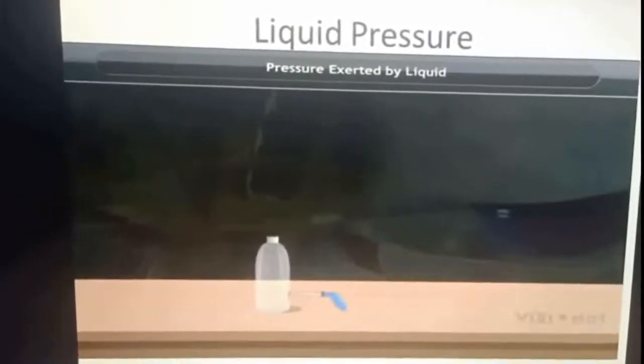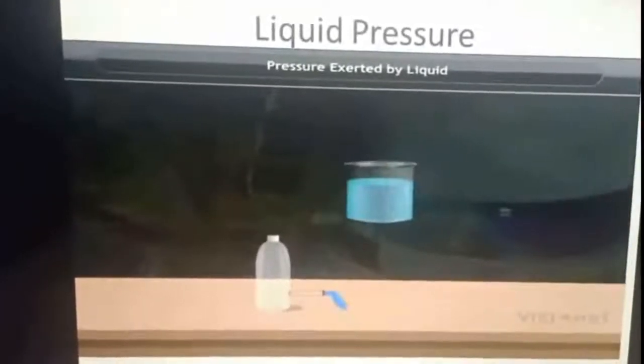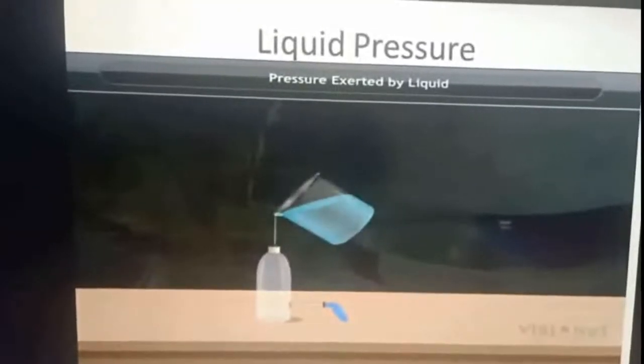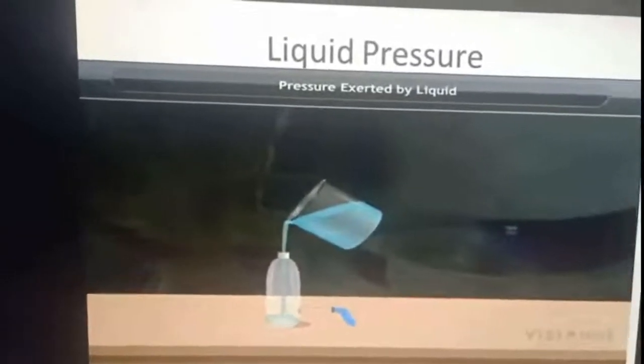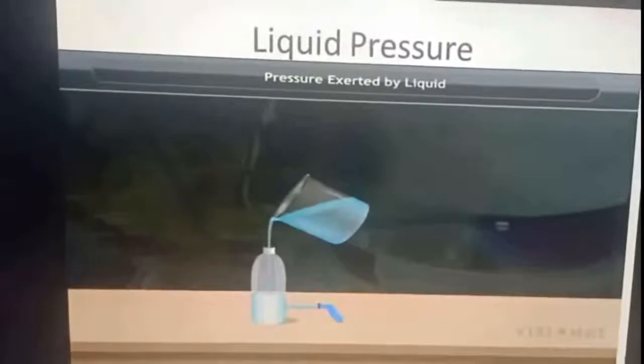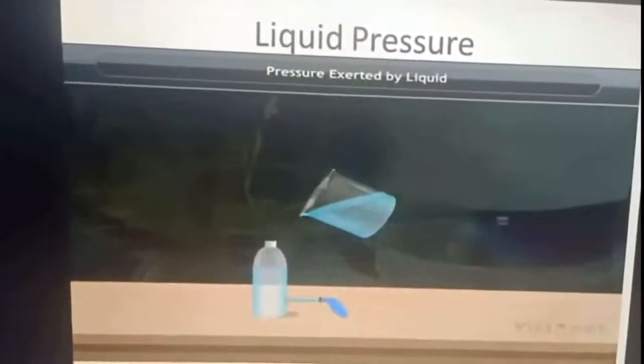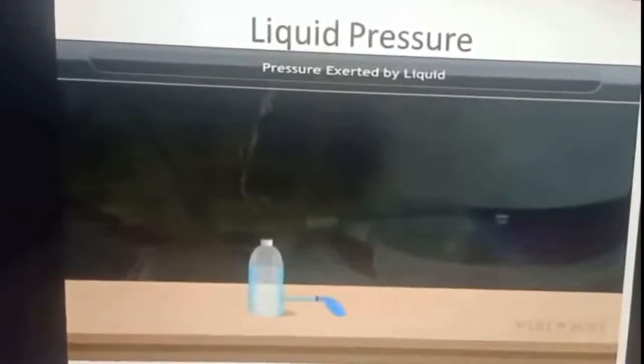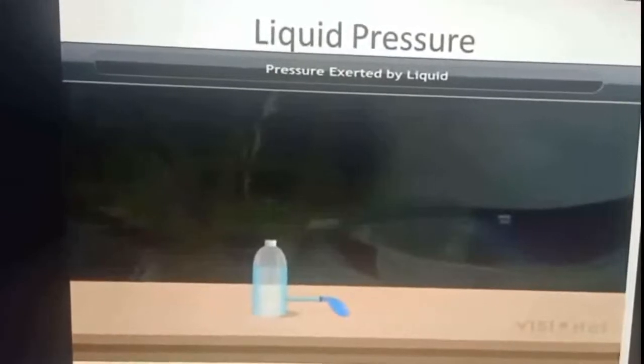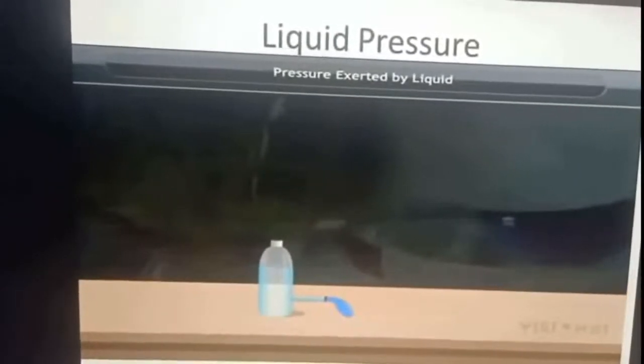In the last lecture, you studied about the pressure acting on a solid object, and that its value can be changed by changing the area of contact. Well, today we are going to learn about the topic liquid pressure. I expect all of you to pay attention sincerely.